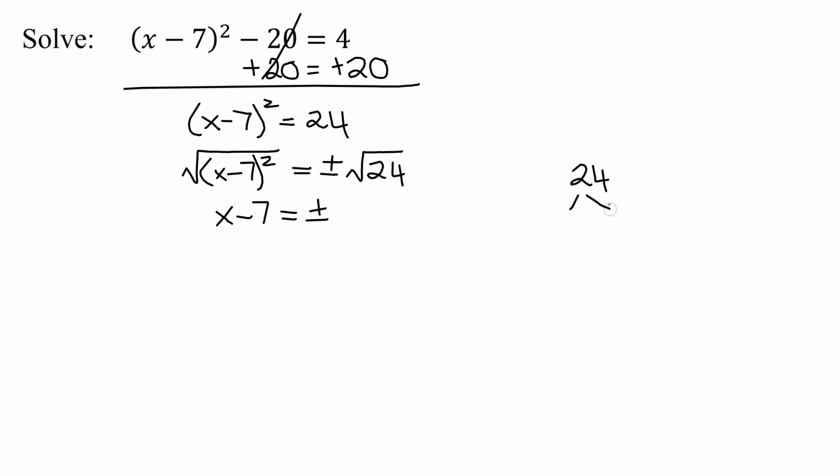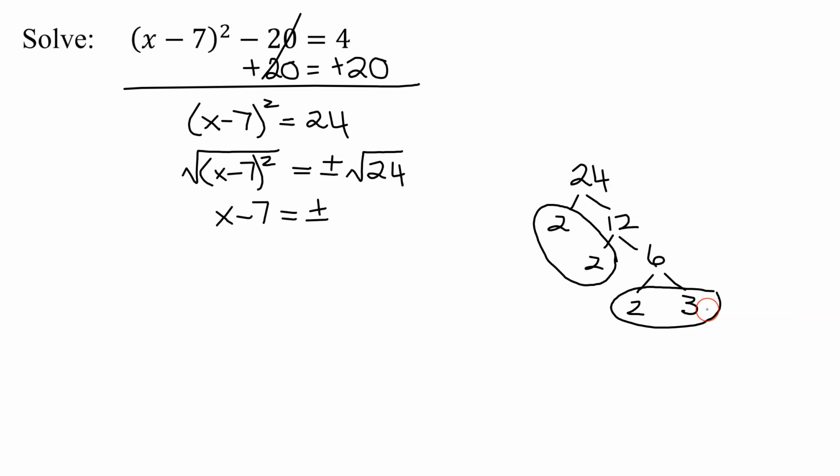There's many different ways of doing this. And 24 is even, so it's divisible by 2. 2 divides into 24 12 times. And 2 divides into 12 6 times, and then 6 is 2 times 3. I'm going to combine these two 2's together to make 4, and there's no perfect squares hiding here, so I'm going to multiply 2 times 3 is 6. So my 24 I'm going to write as the square root of 4 times 6.